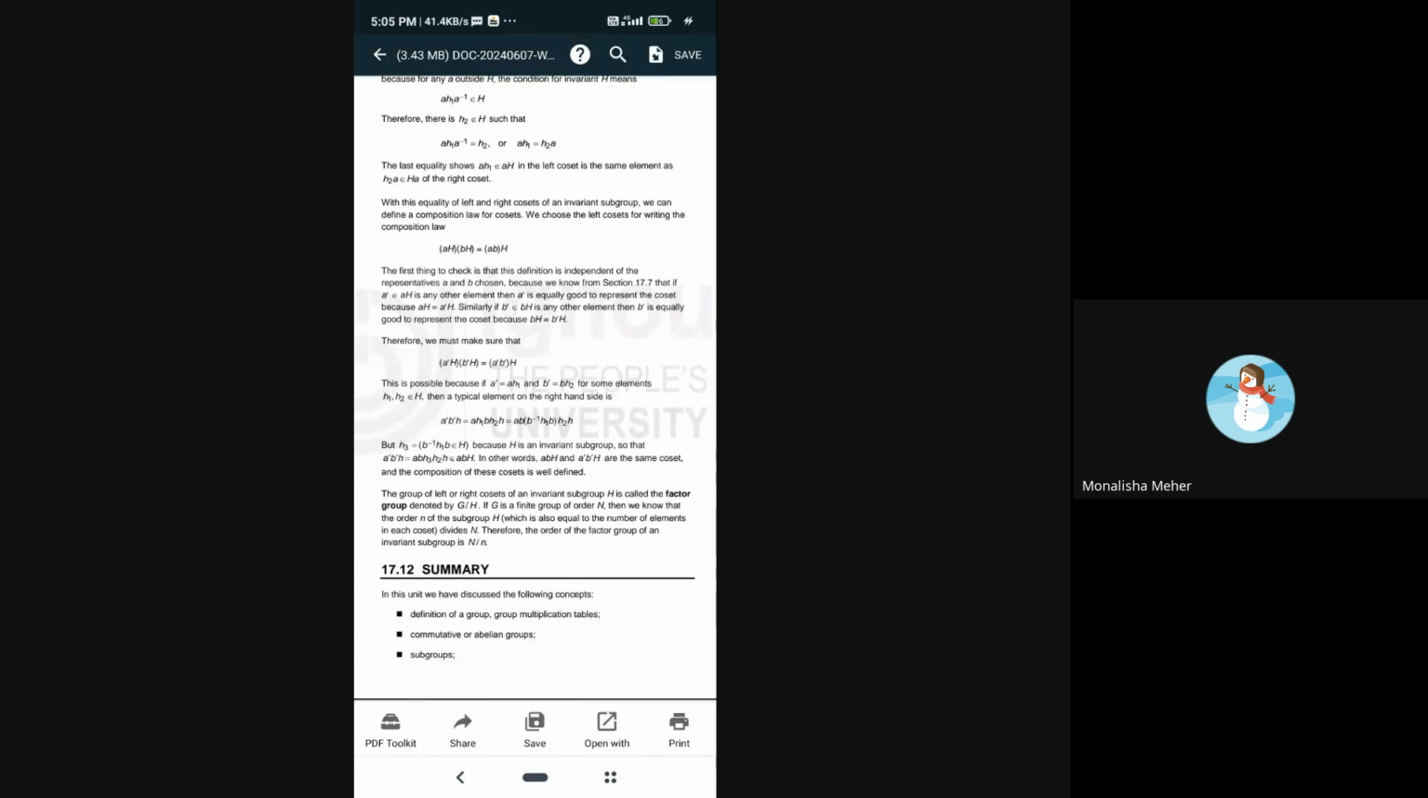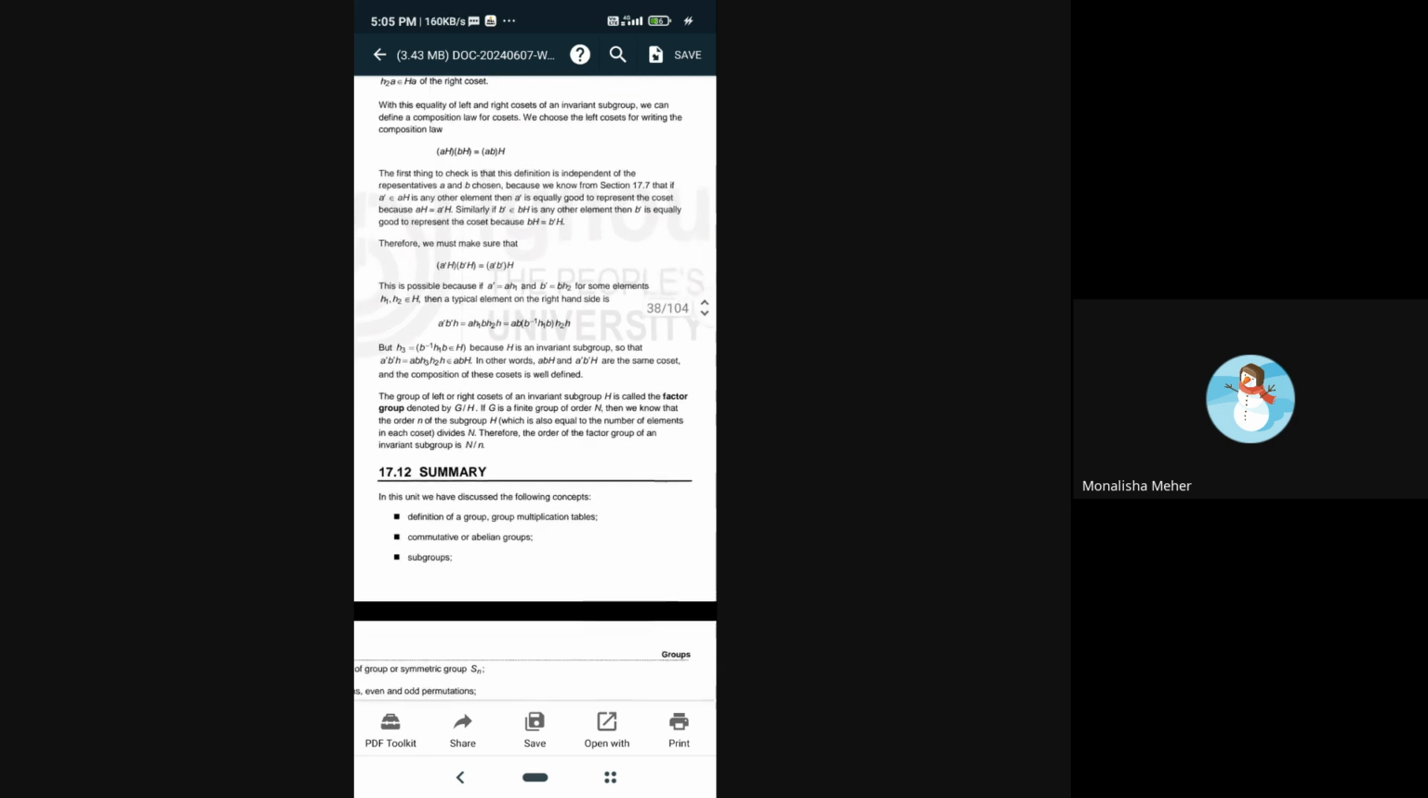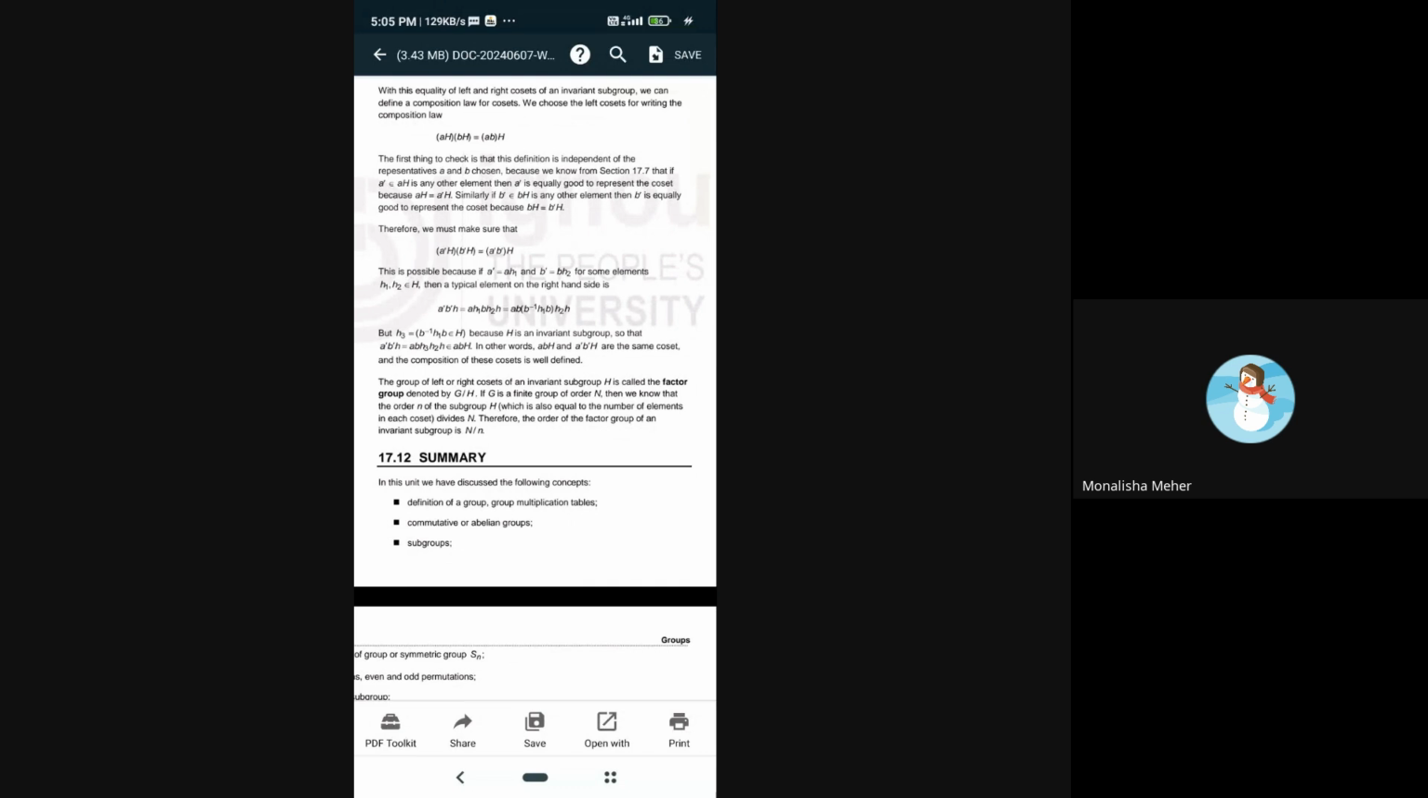But H3 is equal to B inverse H1B, which belongs to H, because H is an invariant subgroup, so that A'B'H is equal to AB H3 H2 H, which belongs to ABH. In other words, ABH and A'B'H are the same coset and the composition of these cosets is well defined. The group of left or right cosets of an invariant subgroup H is called the factor group, denoted by G/H.